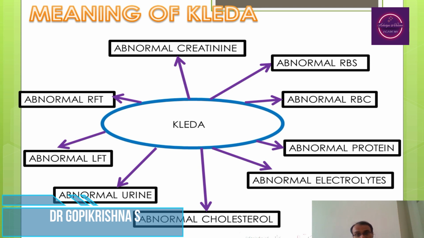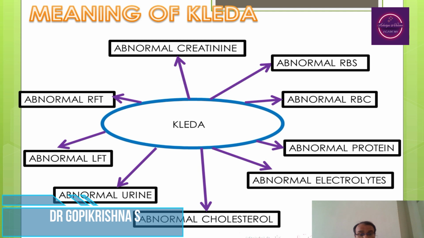Abnormal proteins, that is increased protein concentration, decreased protein concentration. Abnormal electrolytes, increased sodium ion concentration, decreased sodium ion concentration. Increased potassium ion concentration or decreased potassium ion concentration, or the abnormal proportions of calcium, magnesium, etc. That is coming under the abnormal electrolytes. Abnormal cholesterol, increased cholesterol or decreased cholesterol.